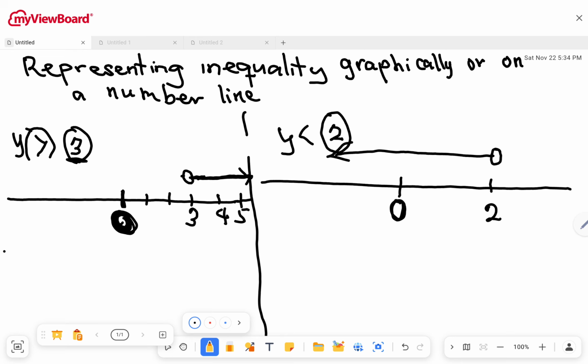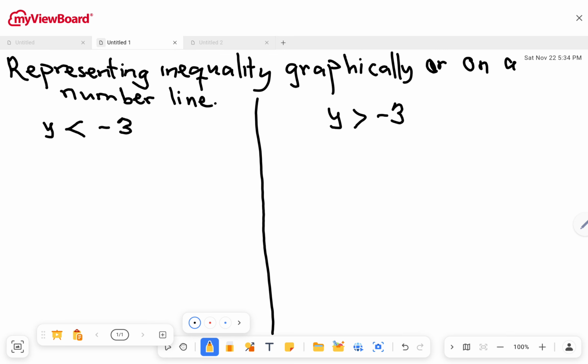Now we have seen that always, if you are representing a greater than sign, the arrow points to your right hand side. And if you are showing the less than sign on the number line, your arrow points to the left hand side. That is a clue or something to help you get this.